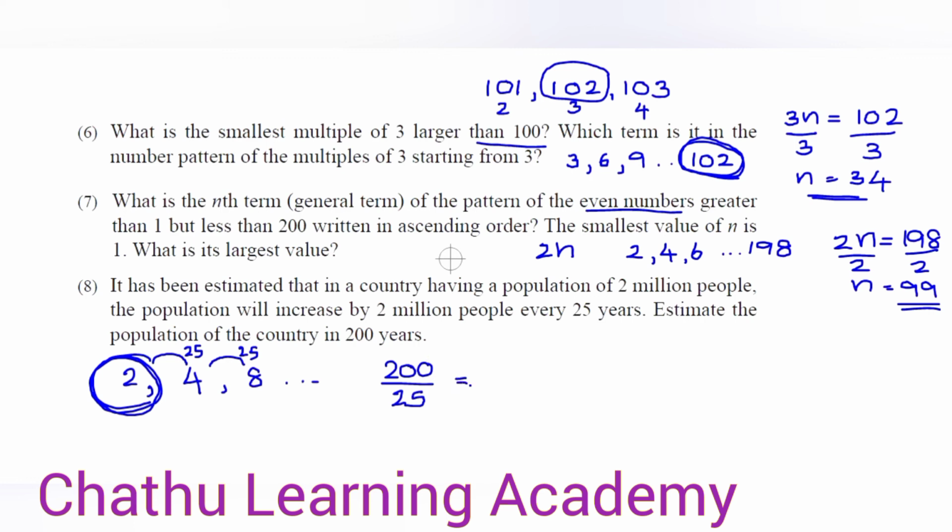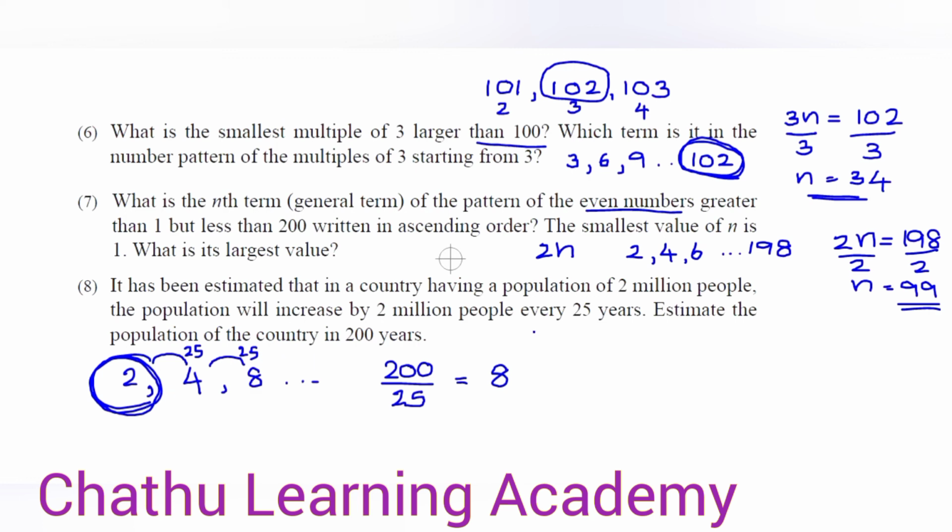If we find this value, it is equal to 8. Here we want to find the 8th term of this number pattern. Look at this. This is the initial term. It means this is the first term of this number pattern. They have already given this number. Then after that we want to find 8 terms after this value.